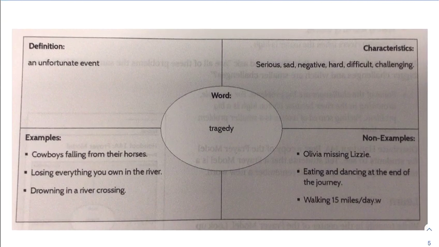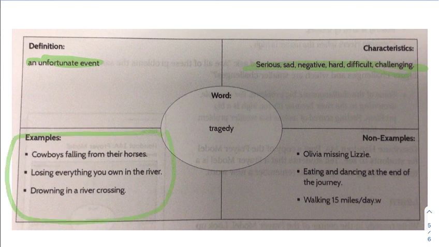Here are some examples of what you could have. So we wrote the definition together. Our word, again, in the middle here is tragedy. Then we wrote the definition, which is an unfortunate event. We wrote at least 3 of the characteristics. And here are some examples of tragedies that occurred.